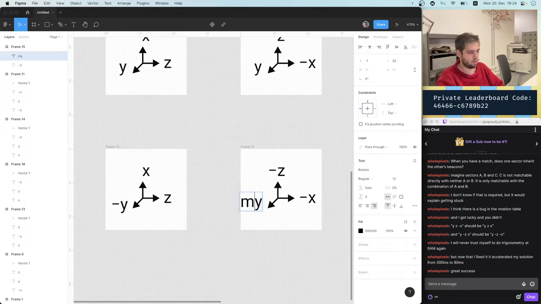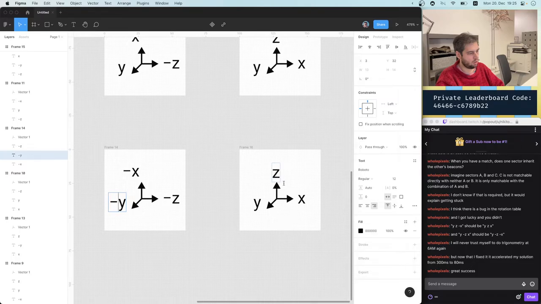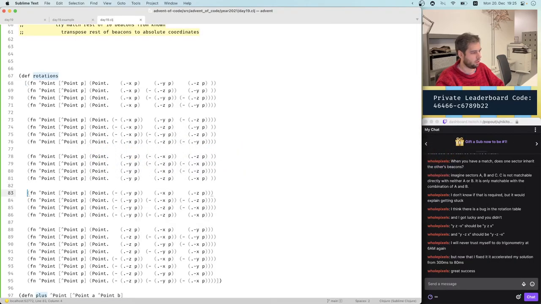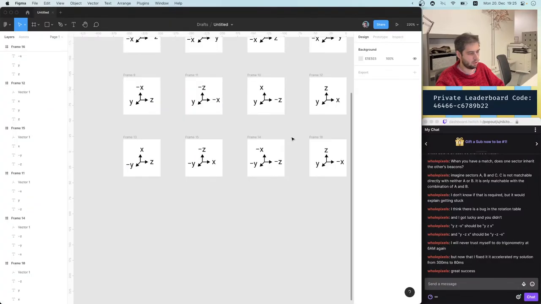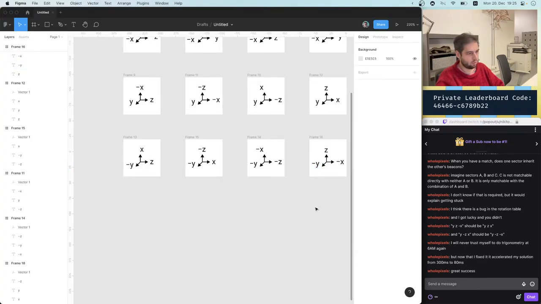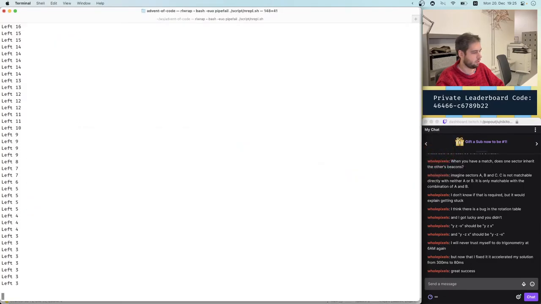So this is gonna be minus y, x goes here, and minus z goes here, okay? Minus z goes here, minus x goes here, minus y goes here. And finally, z goes here, minus x goes here. Okay, so minus y, x, z, correct? Minus y minus z x, correct? Minus y minus x z, minus y minus x minus z, and minus y z minus x. Okay, so this is correct. And eight more. Did it finish? No, it didn't finish.